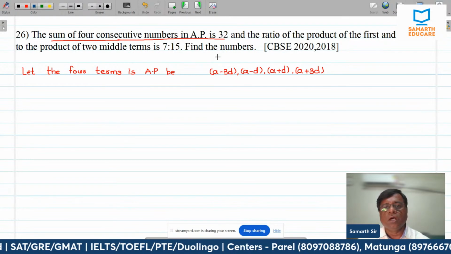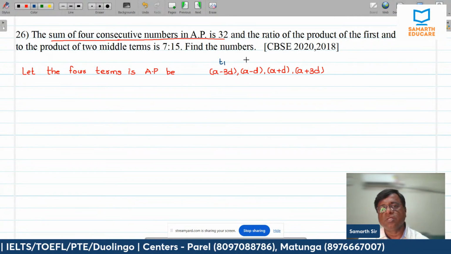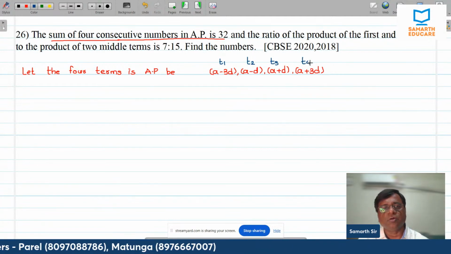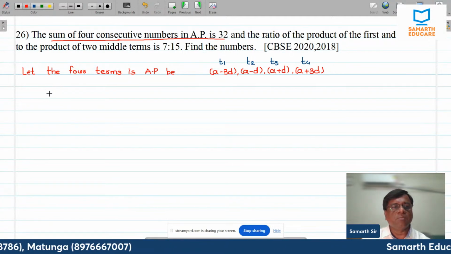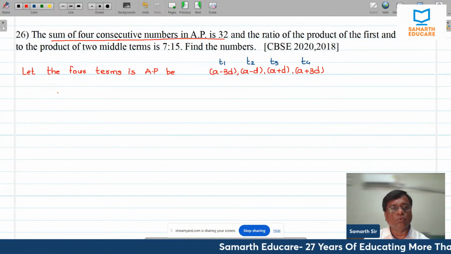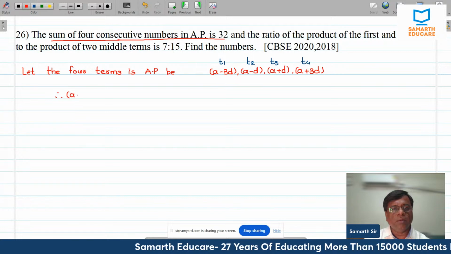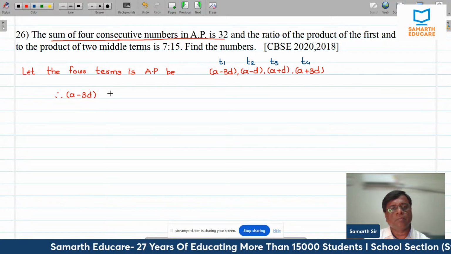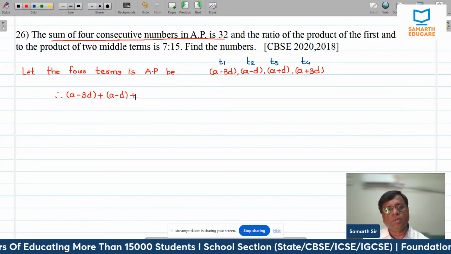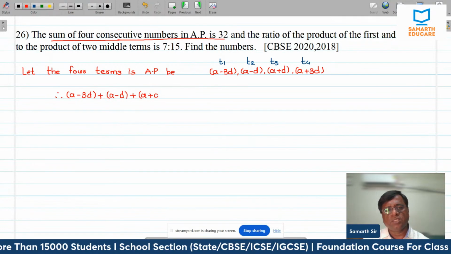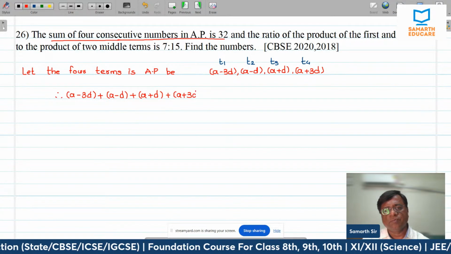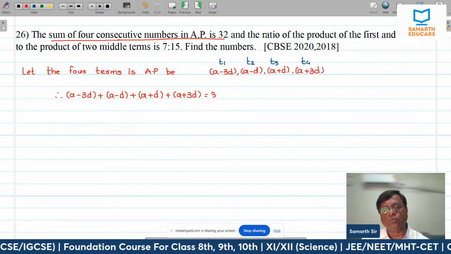So understand this. This is my first term. This is my second term. This is my third term. This is my fourth term. Okay. He says that sum of four consecutive terms of an AP is 32. Therefore, a minus 3d plus a minus d plus a plus d plus a plus 3d. The total is 32. All right.